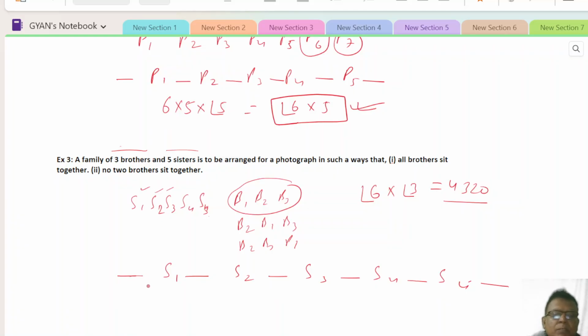So the first brother will go in 6 ways. The second brother will go in 5 places. For the third brother, four spaces. And the sisters themselves can be arranged, so that is equal to factorial 5. So this will be the answer: 5P3 into factorial 5. So that will be 120 multiplied by 120, so 14400. So that will be the answer.